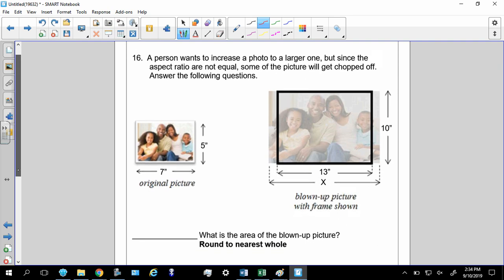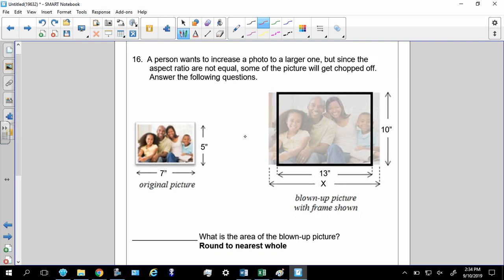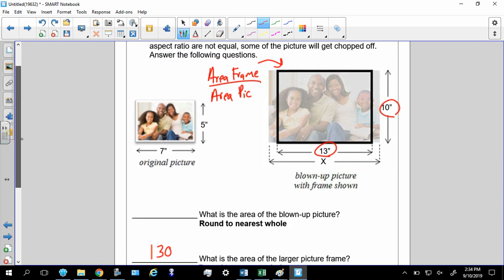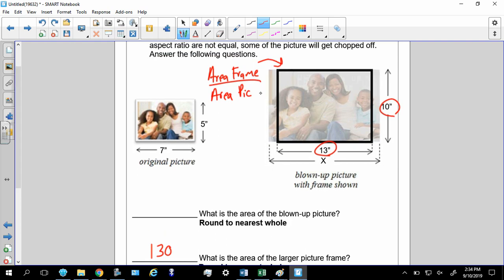All right, question number 16. This question here, remember, it is the area. Let me write it up here: area of the frame over area of the picture. Remember, we're only talking about this right here. Now, the area of the frame is simple because the width ends up being 13, the height ends up being 10. So what is the area of the frame? That's 130. All right, that's easy.